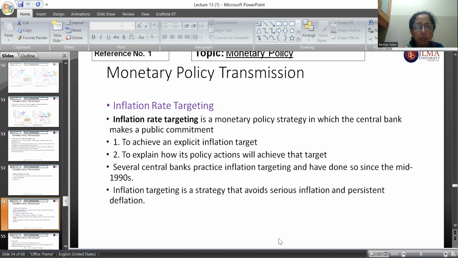Several central banks practice inflation targeting and have done so since the mid-90s. Inflation targeting is a strategy that avoids serious inflation and persistent deflation.